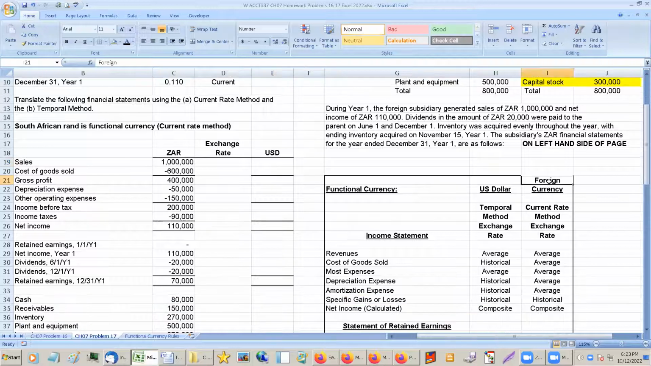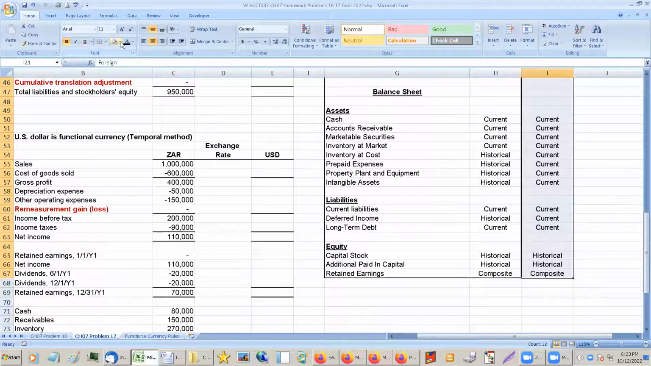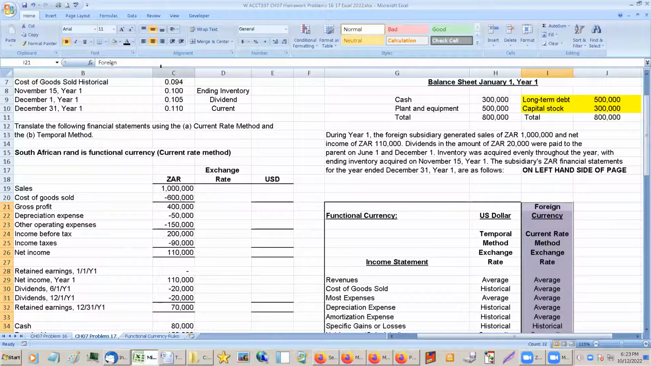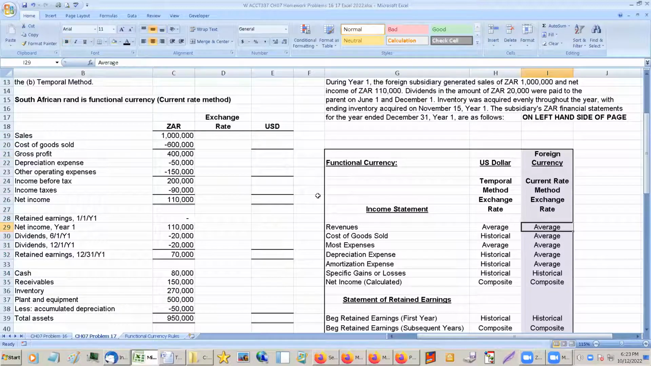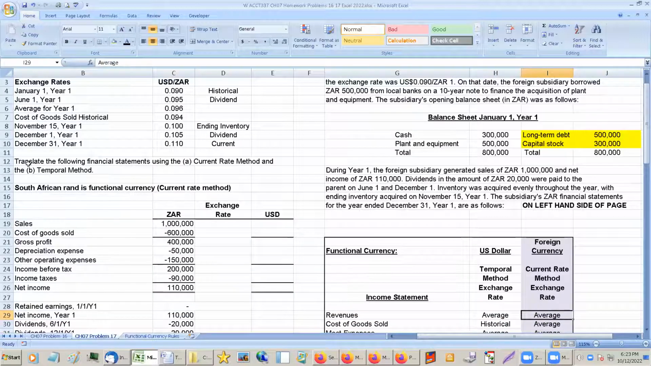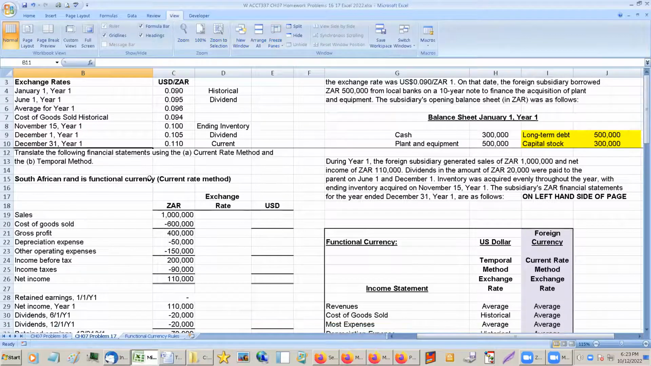So we'll start with this one, the foreign currency one. A little bit easier. Okay, so we're gonna be using this method, the one we just did. Okay, so pretty much everything is gonna go in at the average cost. I don't think there's anything on here that's too kooky. Nope. And I'm gonna freeze my panes.